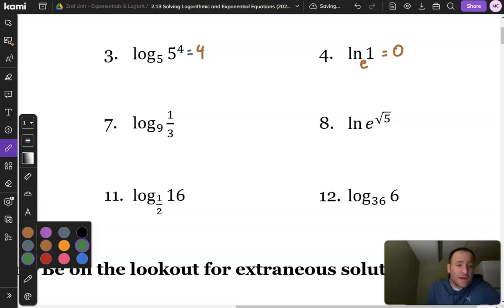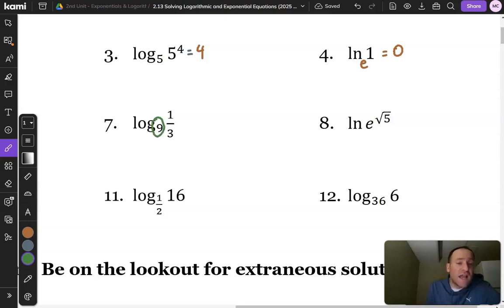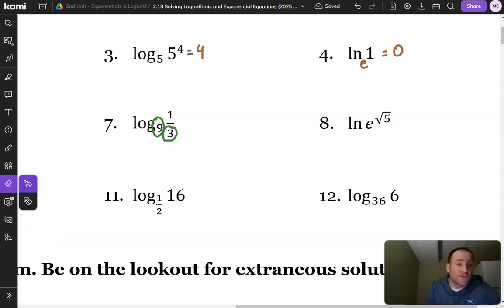Now, I wanted to do number 7 because notice, I know to get from 9 to 3, we have to square root it. But not only that, we took the reciprocal of the square root. So if you remember, when we square root something, we are raising it to the 1/2 power, and when we reciprocal it, it has got to be a negative power.